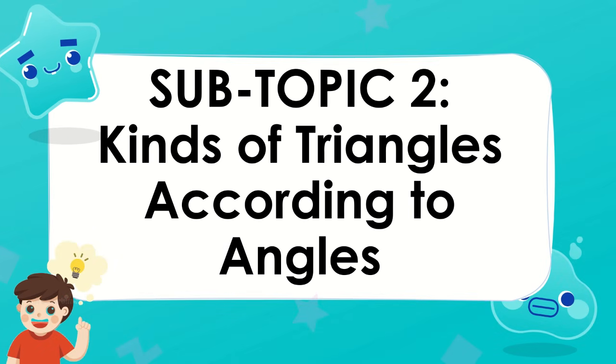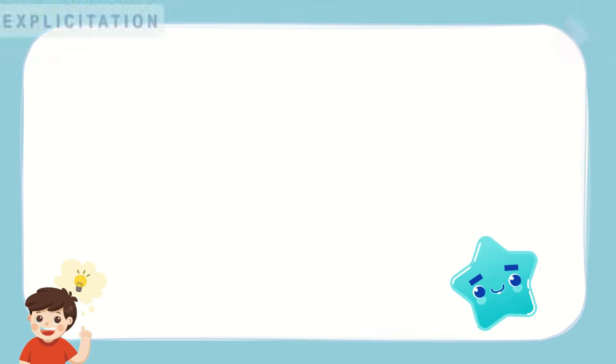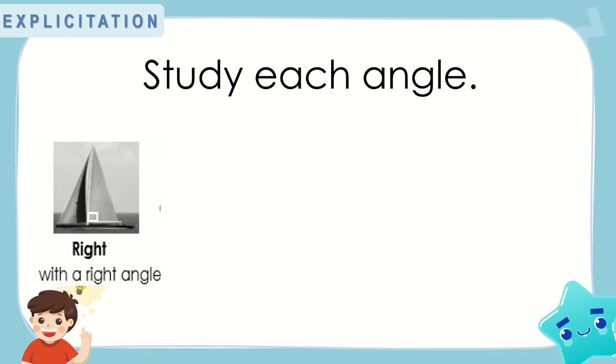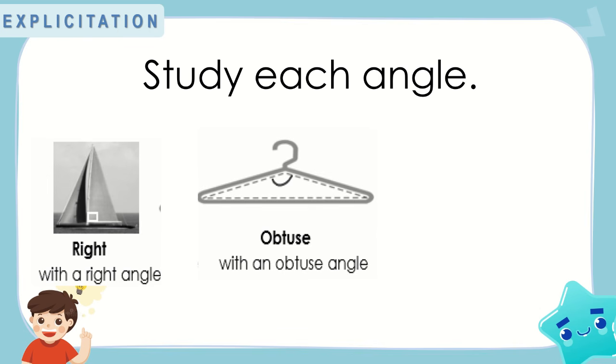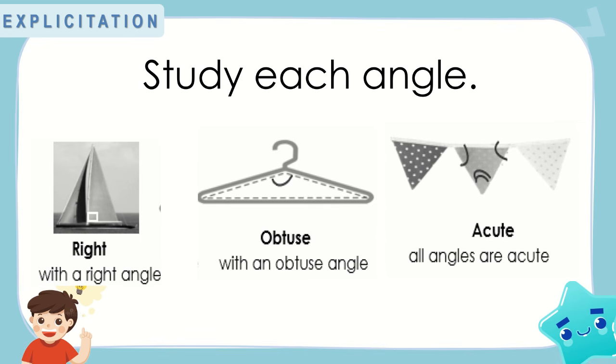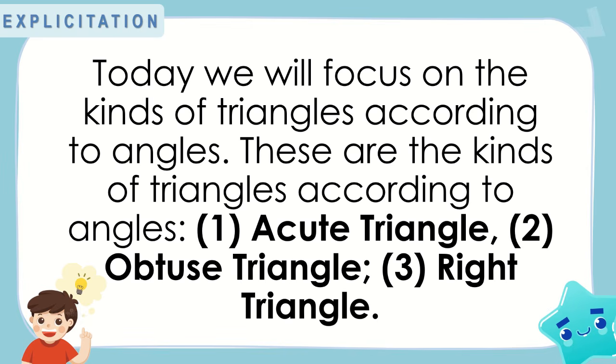Let's discuss subtopic 2, kinds of triangles according to angles. Study each angle. First, right, with a right angle. Next is obtuse, with an obtuse angle. And acute. All angles are acute. Today, we will focus on the kinds of triangles according to angles. These are the kinds of triangles according to angles. We have acute triangle, obtuse triangle, and right triangle.